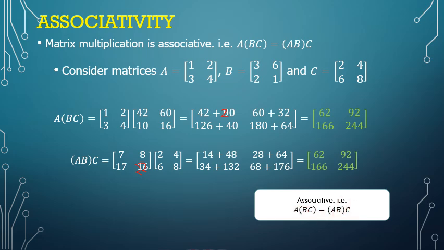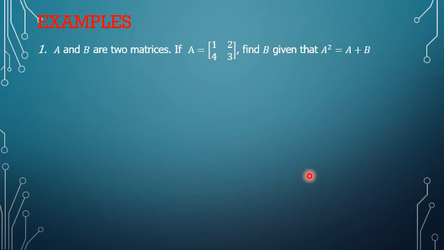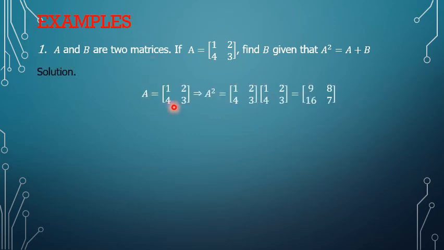Let's look at other examples. Now, A and B are two matrices. If A is [1, 2; 4, 3], find B given that A squared equals A plus B. Solution: matrix A is [1, 2; 4, 3].